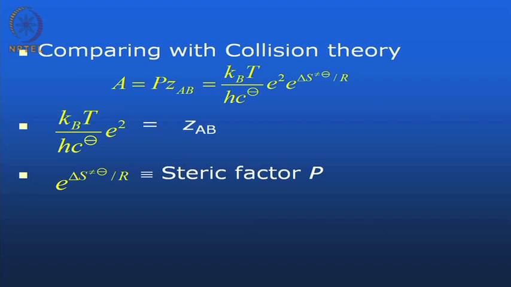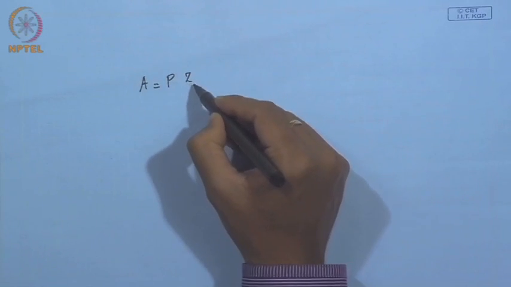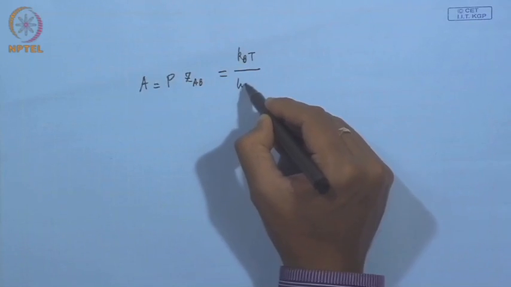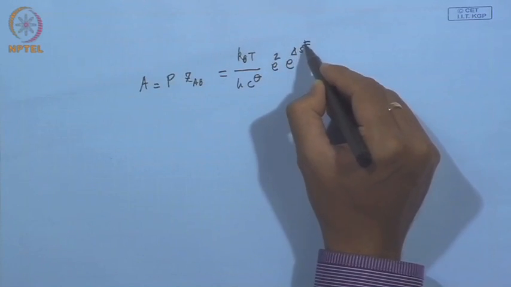Next, we have to compare this with collision theory, because we already have started collision theory. That collision theory is purely based on the hard sphere approximation, that these hard sphere molecules are reacting via collision with one another like this. Okay. So, if we look into the pre-exponential term, that is A, that we already have talked about, A is equal to P, the probability or steric factor, into Z_AB, which is equal to k_B T divided by h c standard e square, then e to the power ΔS double dagger standard by R.